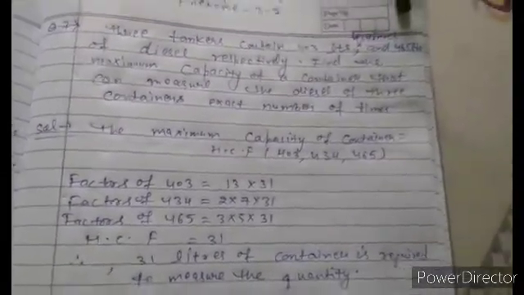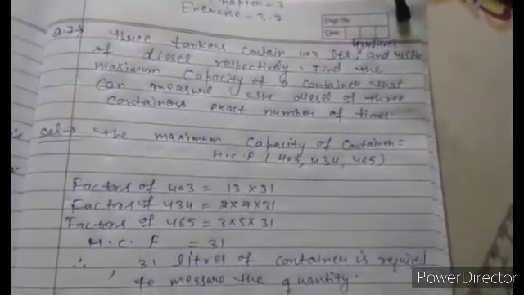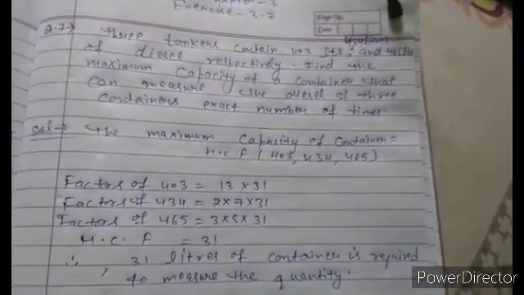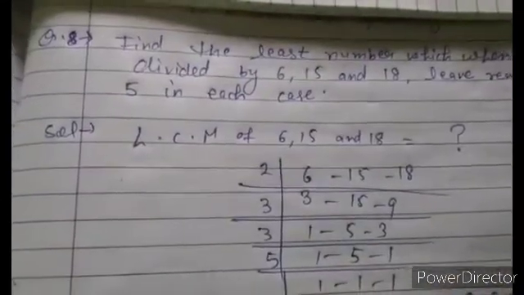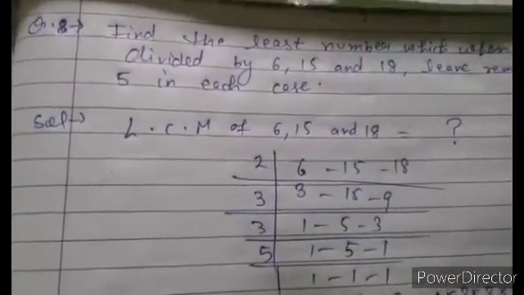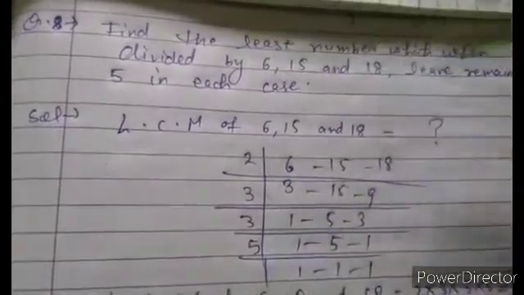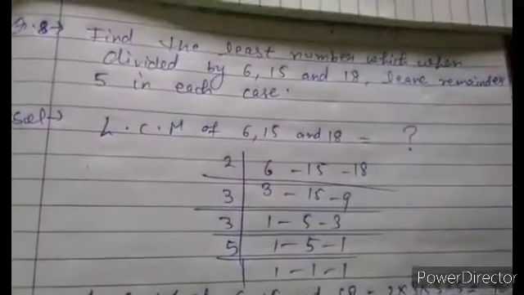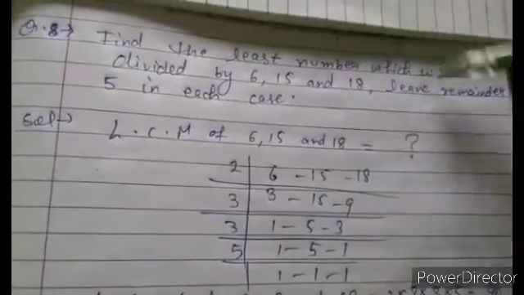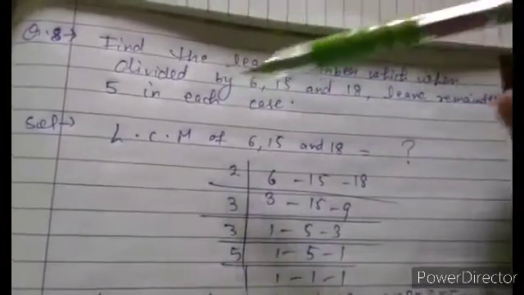So this is question number 7, exercise 3.7, 6th class NCERT mathematics. NCERT 6th class math, exercise 3.7, question number 8. Find the least number which when divided by 6, 15 and 18 leaves remainder 5 in each case. So we need a least number which, when we divide by 6, 15 and 18, will leave the remainder 5 in each case.